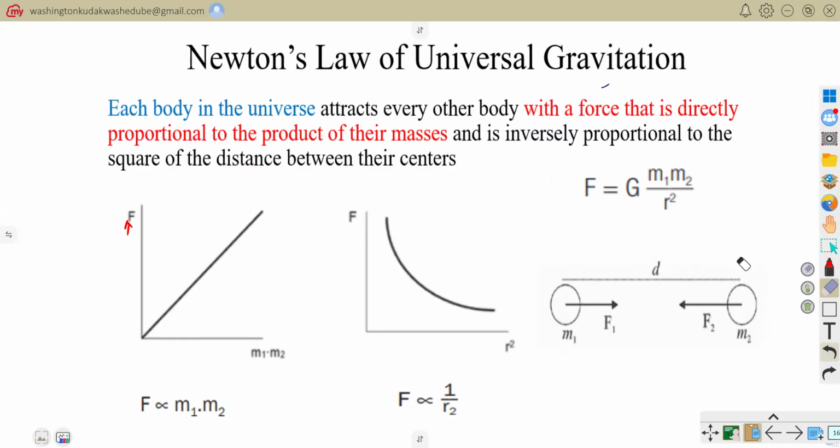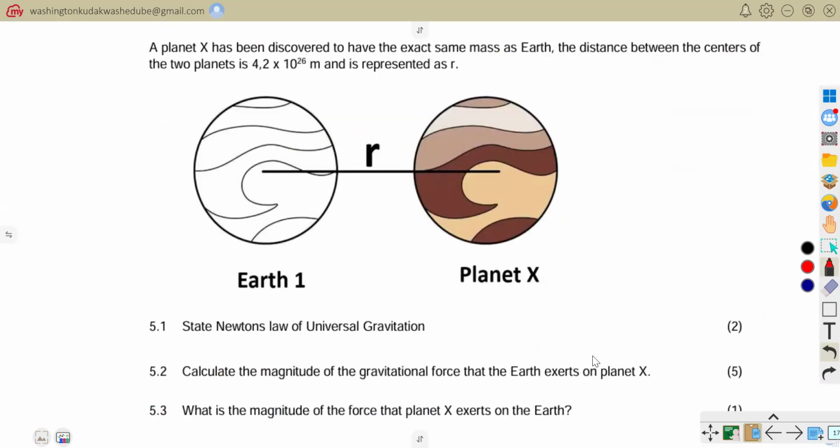So, how do we apply it in our daily life? How do we apply it to solve questions? How do we apply it to determine different scenarios? Let's look at this example question that I took from a past exam question.